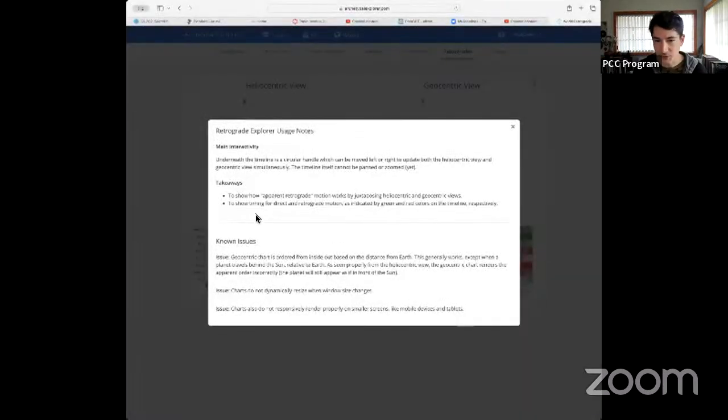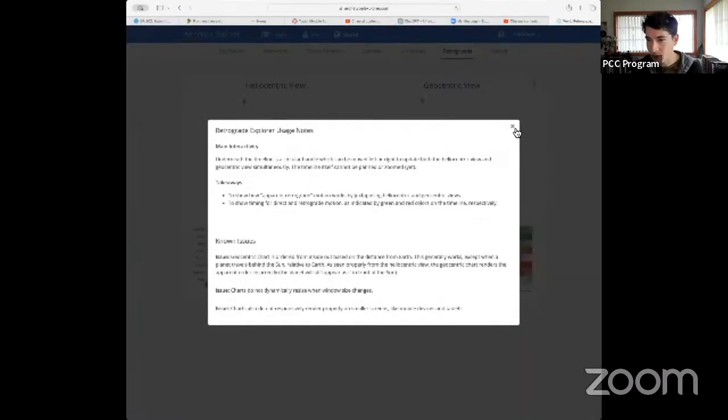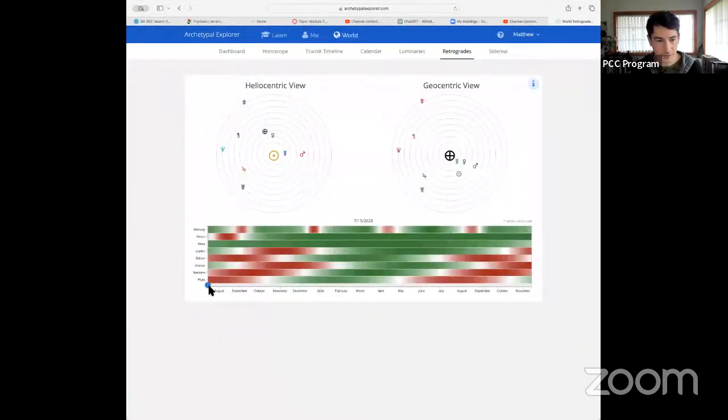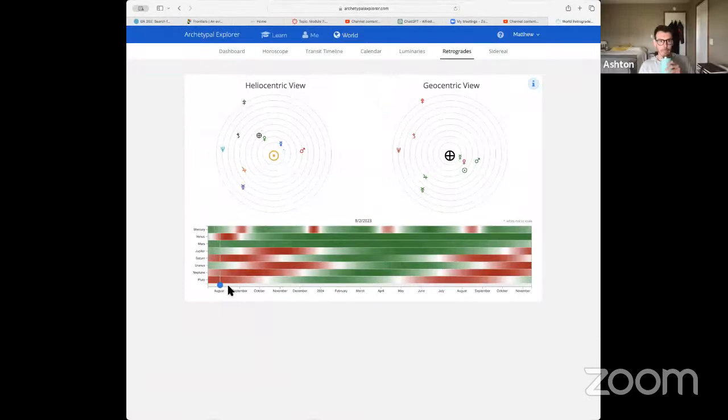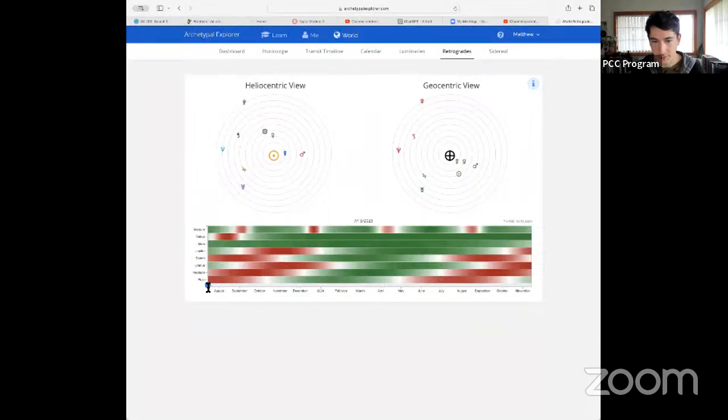I also want to share my screen quickly to show the retrograde movements and try to picture what you were describing, Ashton, using Archetypal Explorer. Can you all see this? Yeah. So this is the current time, and each planet, including the three outer planets, is shown.